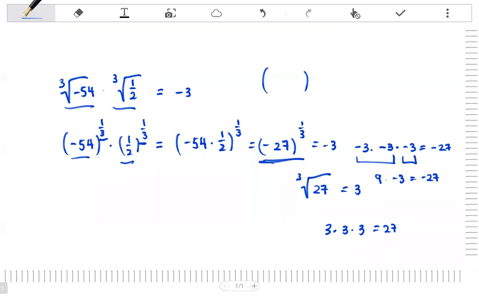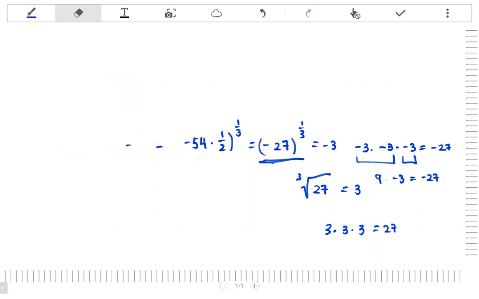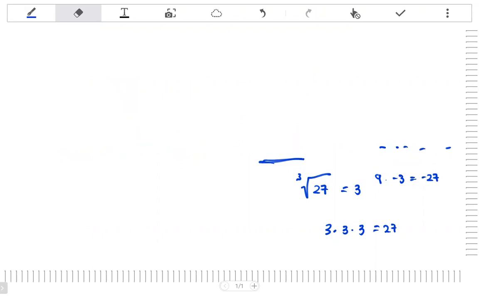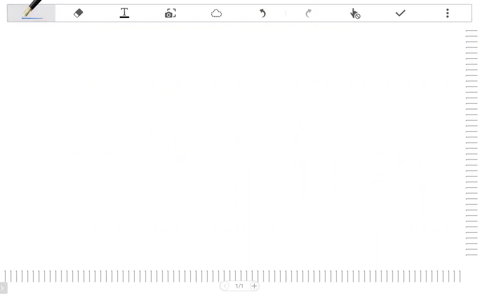Make sense? Yep. Okay. Let's move on. Okay. So now we have some word problems. Well, yeah, kind of word problems. Our first question, actually, let's do this question.